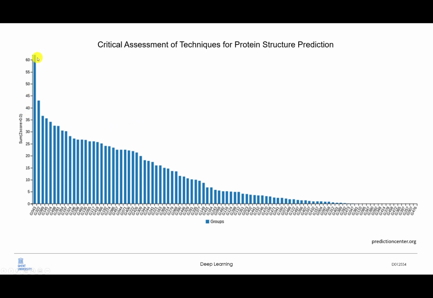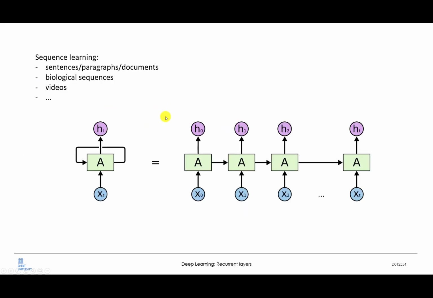And so here we see this big improvement in predicting the fold of primary protein sequences. And so the second deep learning architecture that's very popular these days is what we call recurrent neural networks, recurrent layers. Recurrent neural networks are actually designed for data that's sequential in nature.